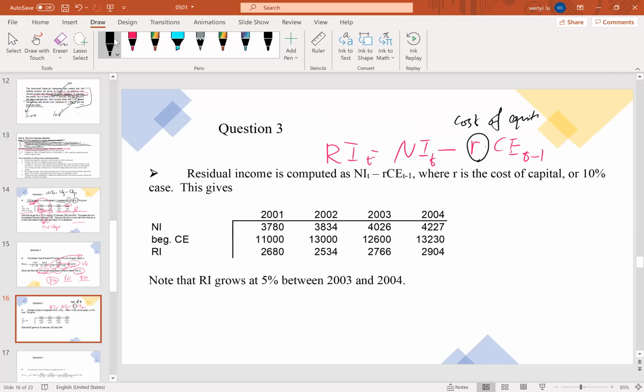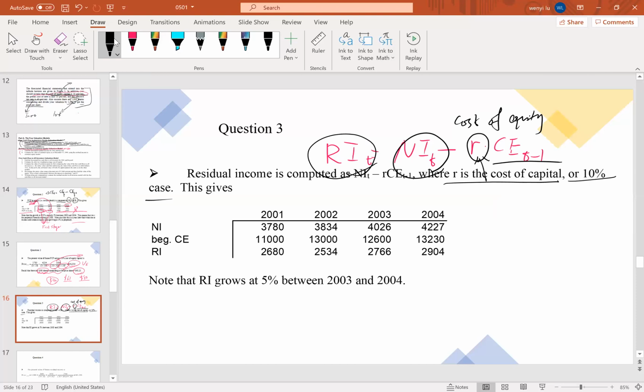So this is last year's, T minus one's, common equities. So this is net income. Net income minus the cost of equities will be the residual income. And here we use our cost of capital, directly 10%, for R.